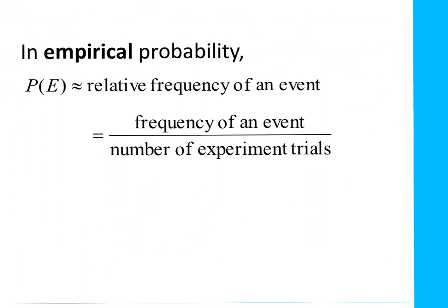So empirical probability, that's what this process is, by actually flipping the coin and seeing what happens, rather than just thinking about the possibilities. In empirical probability, it's approximately the relative frequency of an event. So if you take the frequency an event occurs over the number of experiment trials, you will get the empirical probability.